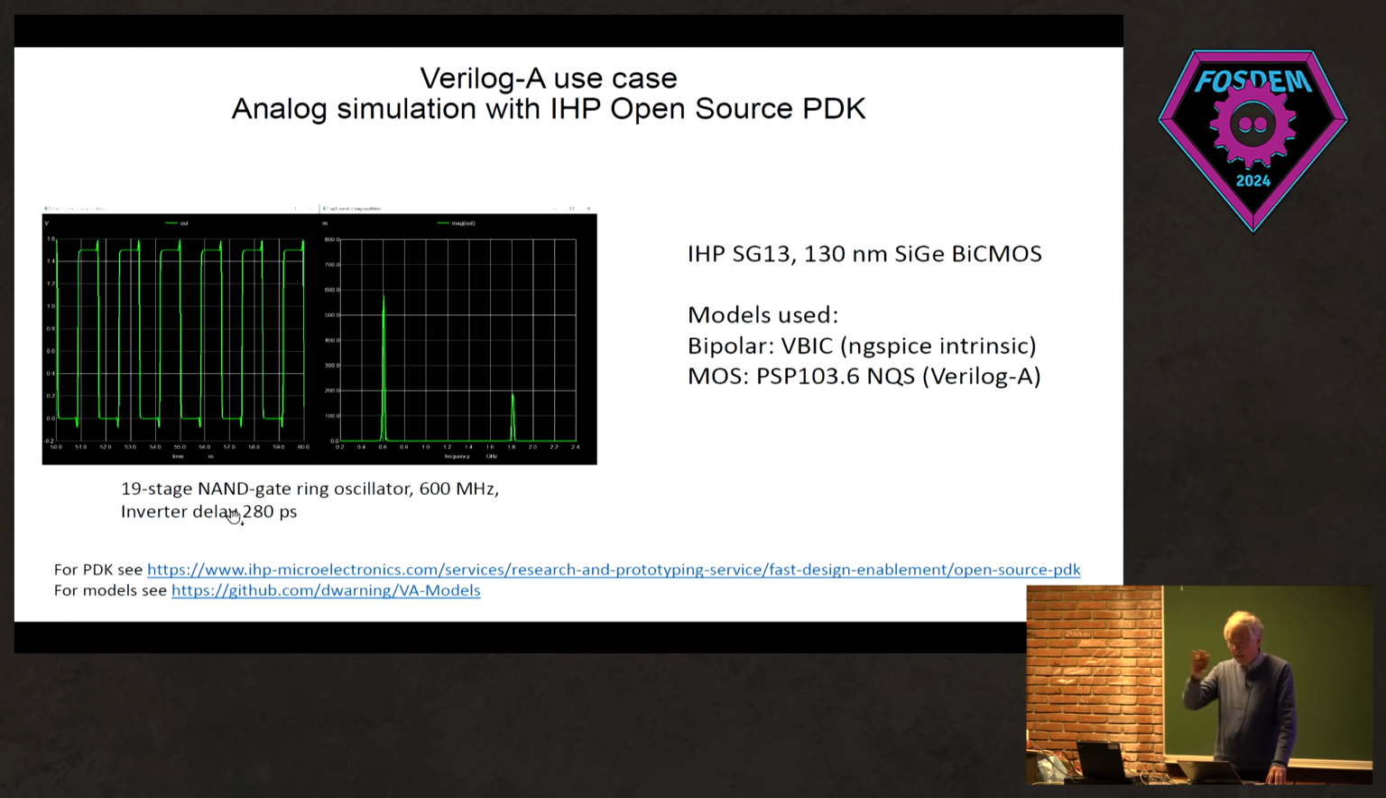So we have 19 NAND gates in series, feed them back, and it starts to oscillate. And we have a frequency. This is an FFT of this signal, a frequency of 600 megahertz, and you divide it by 19 by 2, and then you get an inverter delay of 280 picoseconds.